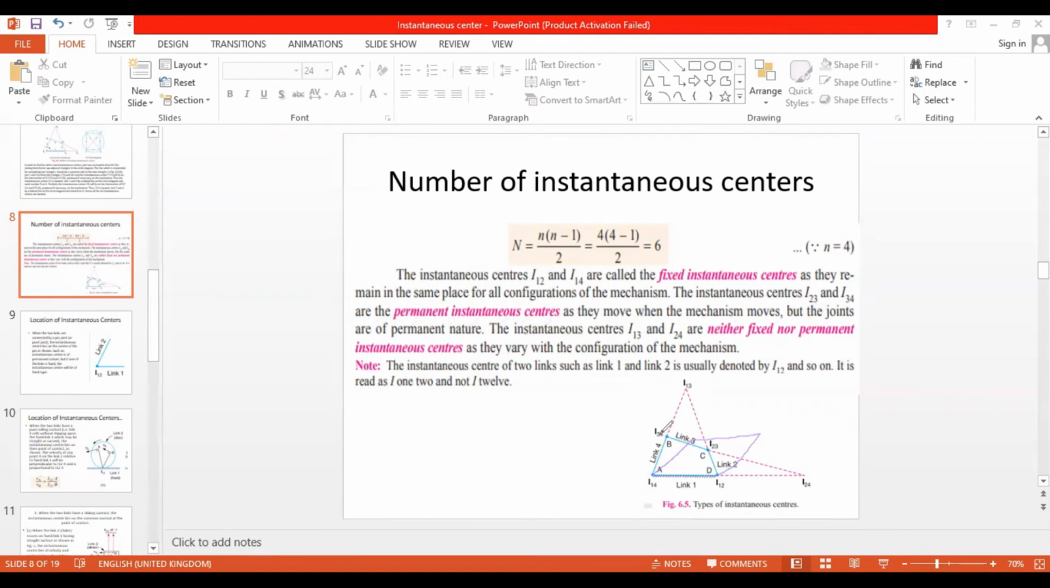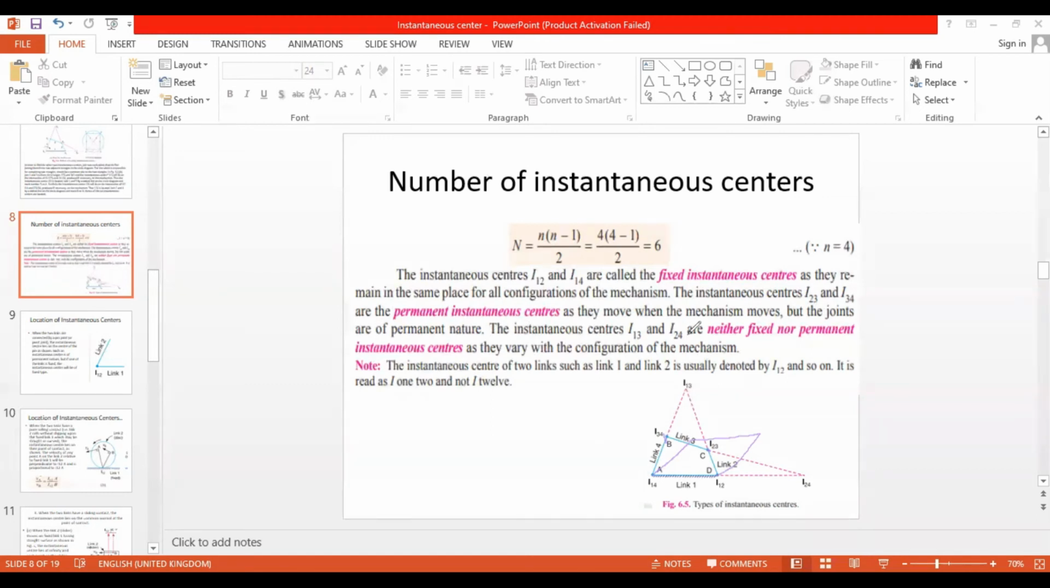Here you see this joint and this joint, these are permanent. So whenever it makes any movement, nothing is going to happen to these two joints, right? Since these are permanent in nature, we call it a permanent instantaneous center. So the instantaneous centers associated with the permanent joints, we call them permanent instantaneous centers, as the links move when the mechanism moves, but the joints are permanent in nature.